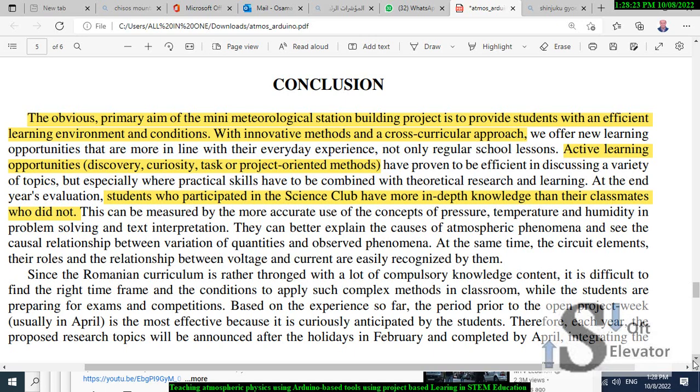meteorological station building project is to provide students with an efficient learning environment and conditions with innovative methods and a cross-curricular approach. Active learning opportunities, task discovery, curiosity, task or project oriented methods. Students who participated in the science club have more in-depth knowledge than their classmates who did not join the science club.